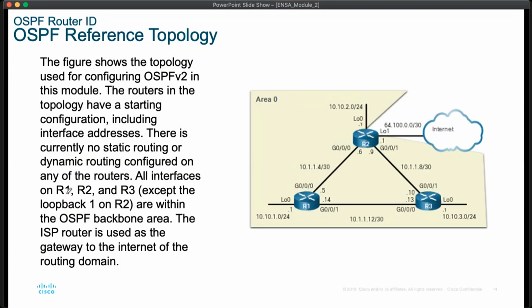All interfaces on R1, R2, and R3 here, except loopback 1 on R2, are within the OSPF backbone area, which is area 0. Here, area 0, in one area. So the ISP router is used as the gateway to the internet of the routing domain.